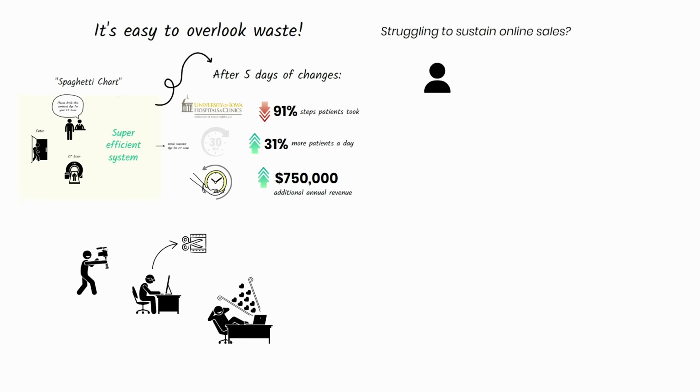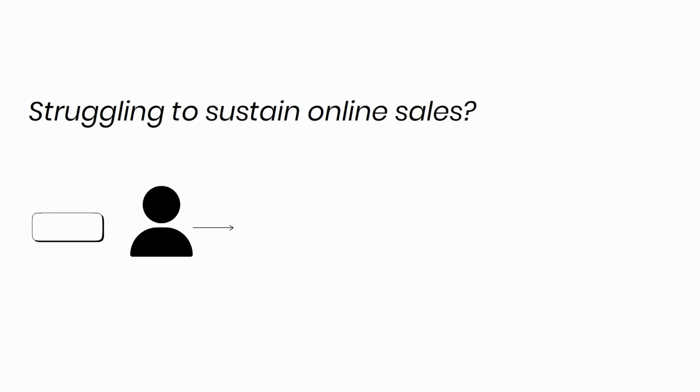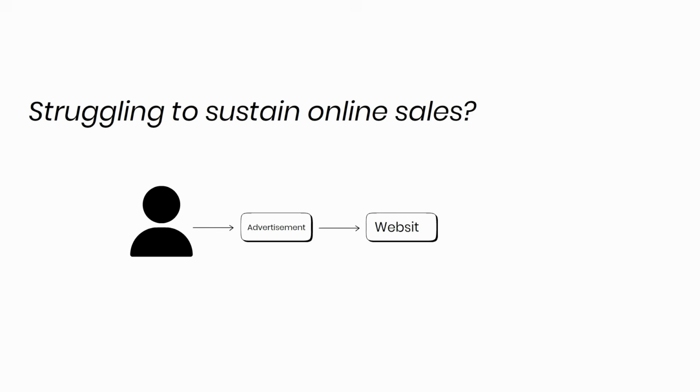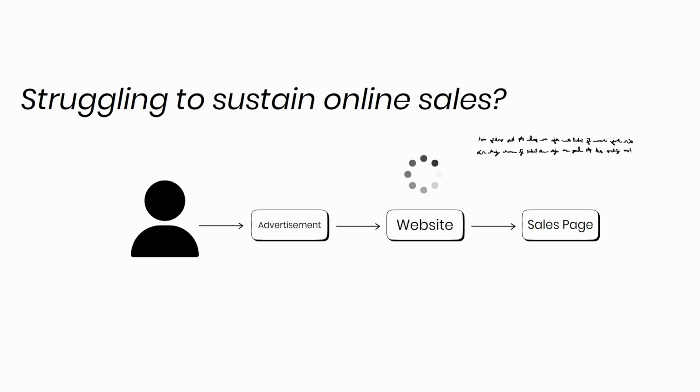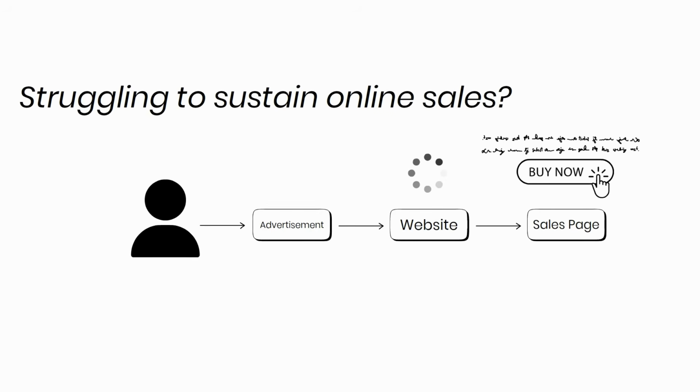If you sell stuff online, map out your customer's journey. Maybe there's one spot where people give up because a page loads too slowly, or there's too much text before they can click buy now.